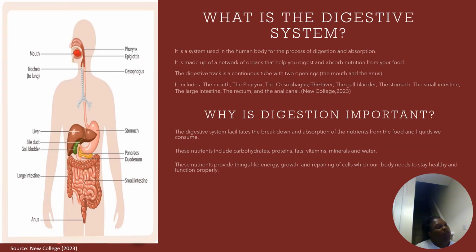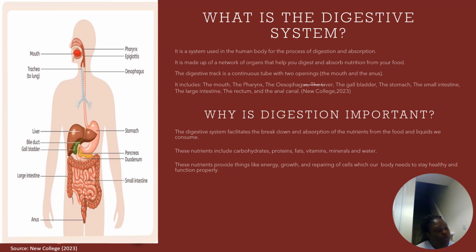And that brings us to what is the digestive system. The digestive system is used in the human body for the process of digestion and absorption. It is made up of a network of organs that help you digest and absorb nutrition from your food. The digestive tract is a continuous tube with two openings, which are the mouth and the anus.